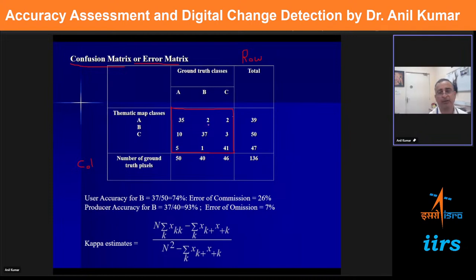Here you see 35 plus 2 plus 2 is 39. 10 plus 37 plus 3 comes to 50. 5 plus 1 plus 41 is 47. Now if you total this one, or if you total this one, it will come equally to 136. And this is basically the total number of samples used, the total number of testing samples.